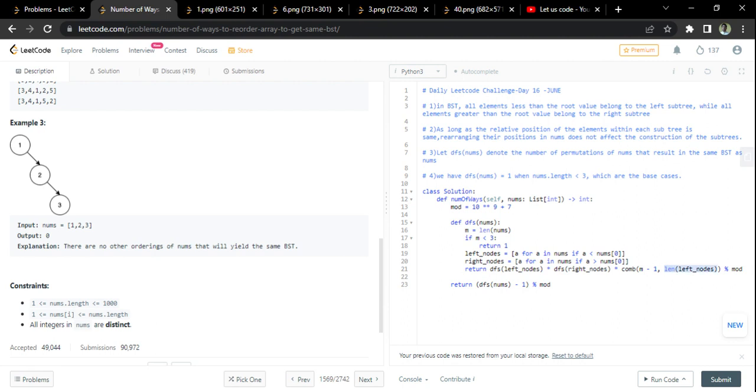And then we are doing the modulo. So this will give me the count for the current nums array, this will give me the count for its left child, and this will give me the count for the right subtree. That is the basic idea. Finally, we are doing modulo in each of the cases.